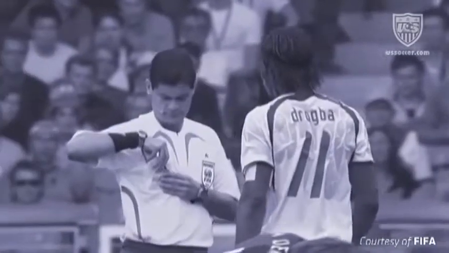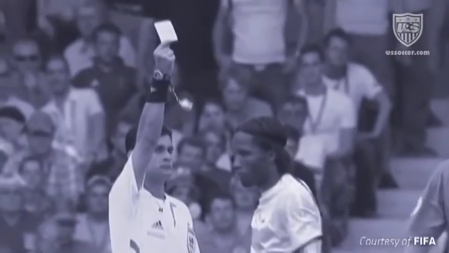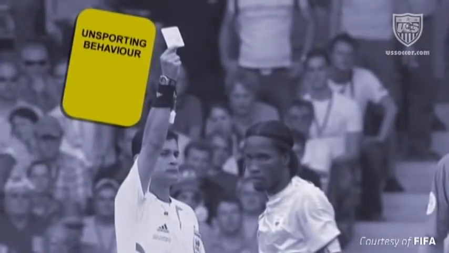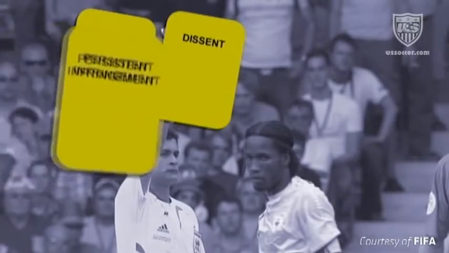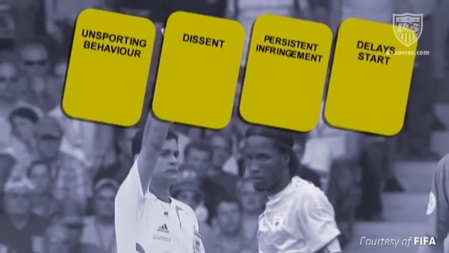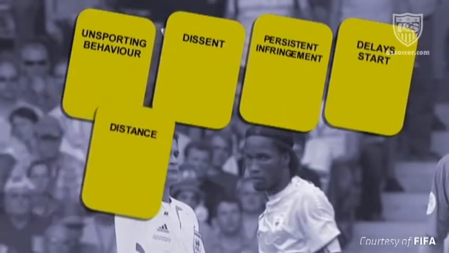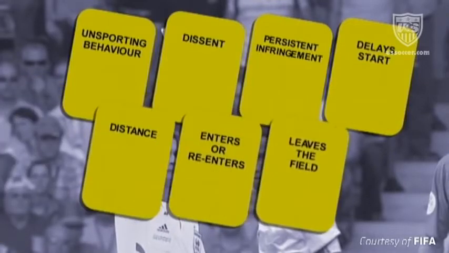There are 7 cautionable and 7 sending off offences. The cautionable offences are unsporting behaviour, dissent by word or action, persistently infringing the laws, delaying the restart, failing to respect the required distance at the restart of play with a corner kick, free kick or throw-in, entering or re-entering the field of play without the permission of the referee, deliberately leaving the field of play without the referee's permission.